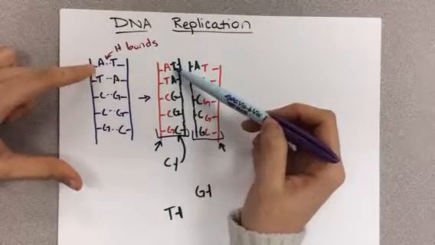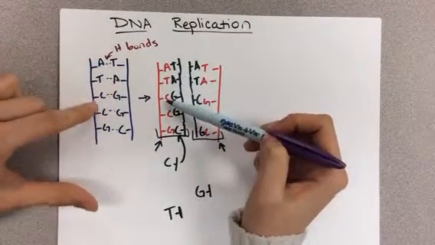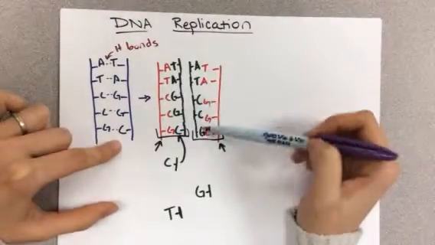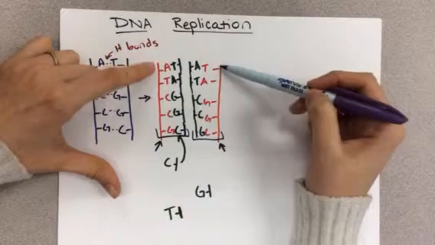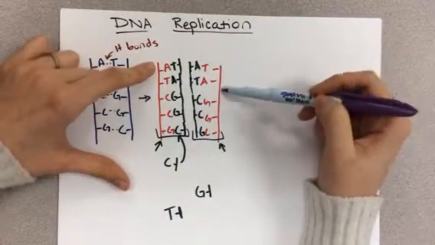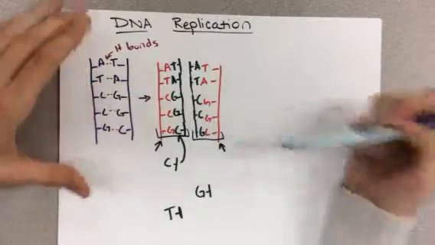Notice that both of these molecules, if you're just looking at the sequence, are identical to the original molecule. You had AT, AT, TA, CG, CG, GC. They are identical, as is this one. And the reason for that is that both of these orange strands right here, the original strands, acted as templates for making new DNA.